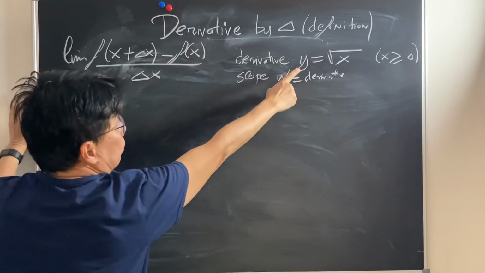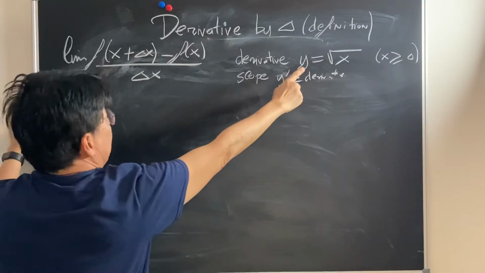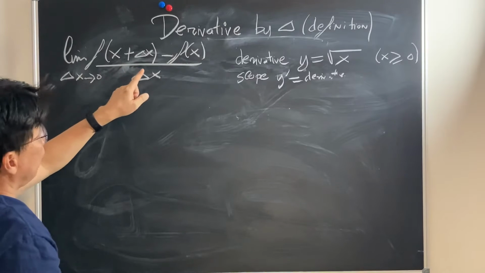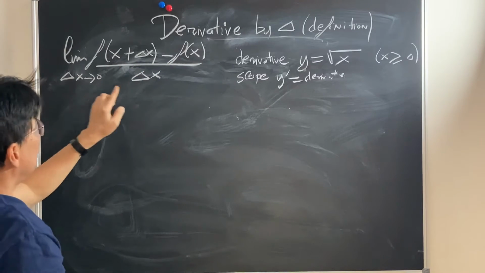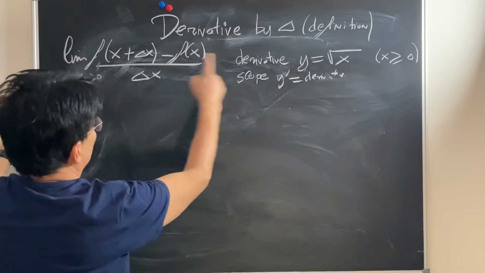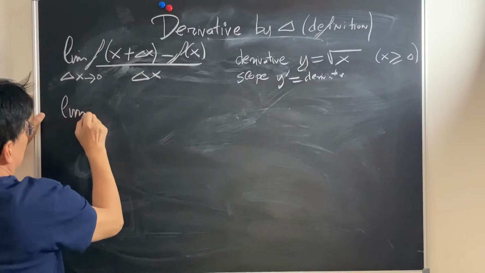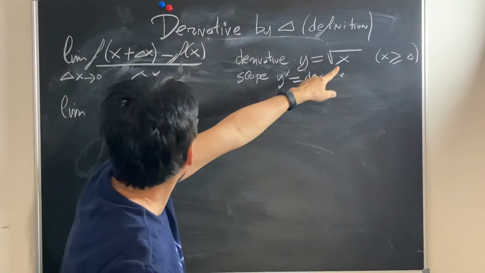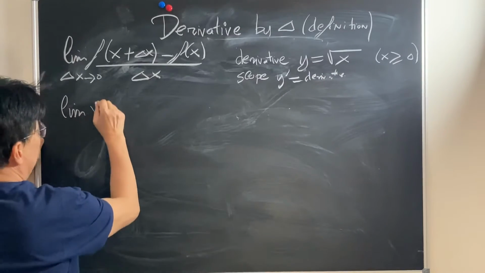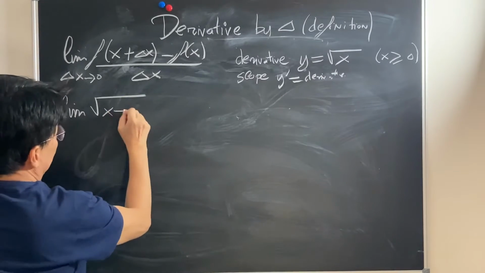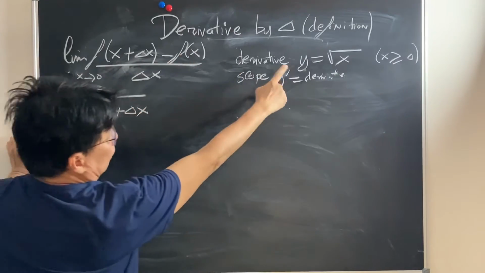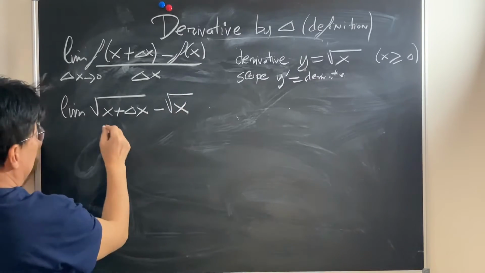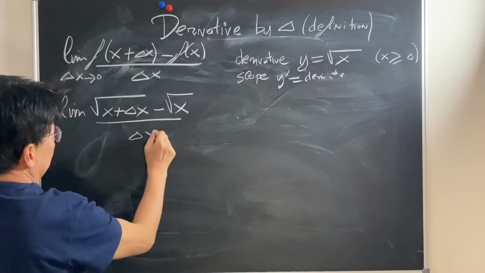So let's say we have y equals square root x. Now we need to substitute into this definition: limit as delta x goes to 0 of f of x plus delta x minus f of x, over delta x. So we have the limit of f of x plus delta x. Everywhere there is x, you put x plus delta x. So we have square root of x plus delta x, and f of x is equal to square root of x, still divided by delta x, as delta x goes to 0.